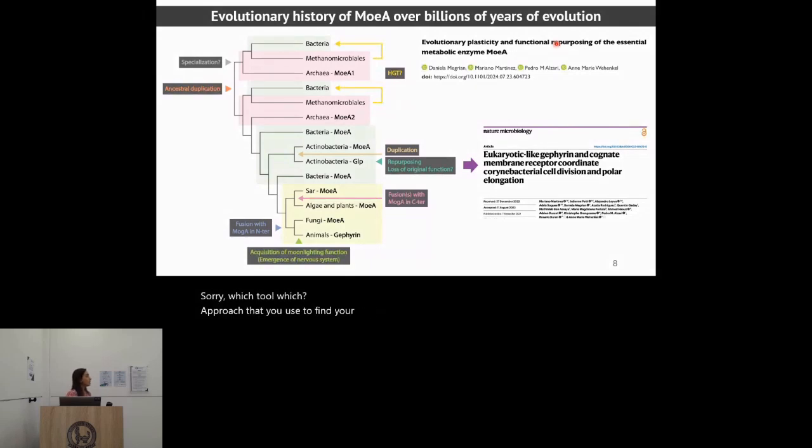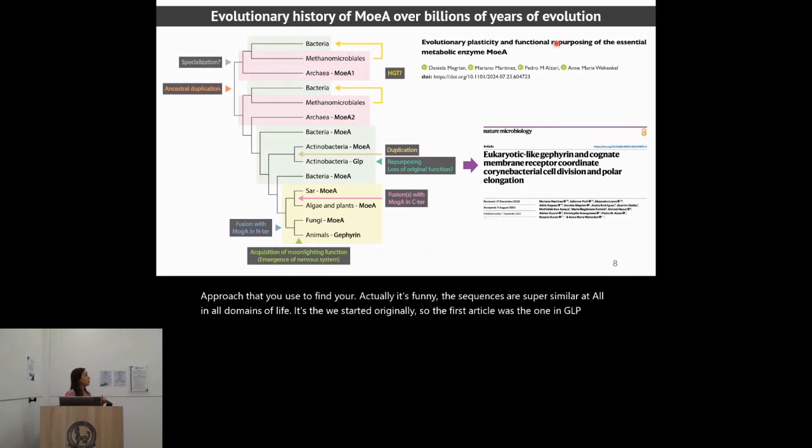Well, actually, it's funny. The sequences are super similar in all domains of life. We started originally, so the first article was the one on GLP. We started working with the orthologs identified in actinobacteria, and then with the HMM profile that we made, we used HMMER for the identification in all domains of life, and it's super clear. There is no doubt that we are talking about MoeAs. Then we predicted all the structures, they overlap extremely well, so it was very easy to identify. It's not a difficult protein to work with at sequence level.